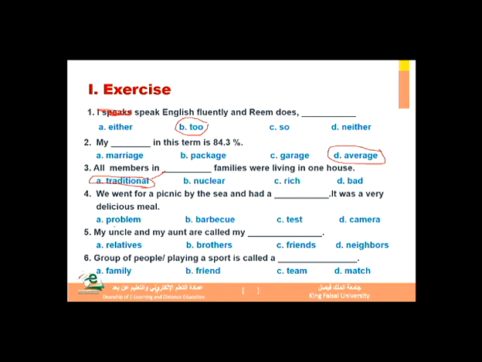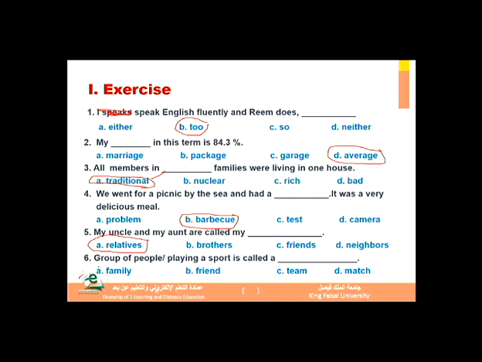It was a very delicious meal. What's the correct answer? We went for a picnic by the sea and had a barbecue. Okay, and it was a very delicious meal. Number five, my uncle and my aunt are called my what? Relatives. My uncles and aunts are considered my relatives.